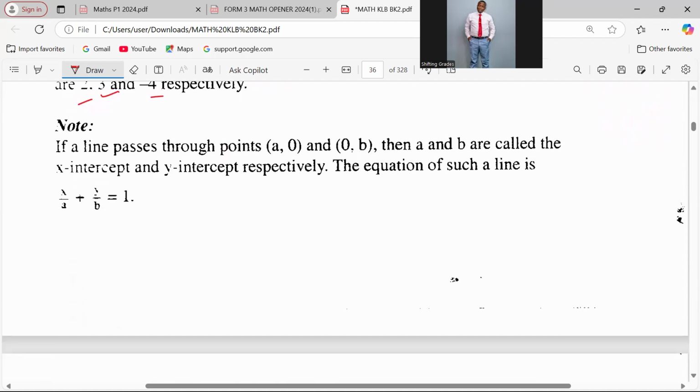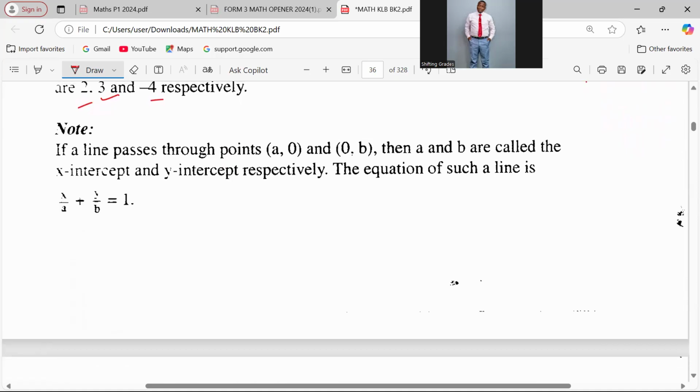Can we also talk about something else? If a line passes through points (A, 0) and (0, B), then A and B are called the x-intercept and the y-intercept, respectively. The x-intercept is the point where the value of y becomes 0, that's why we have (A, 0). The y-intercept is the point where the value of x becomes 0, (0, B). So A is the x-intercept and B is the y-intercept.